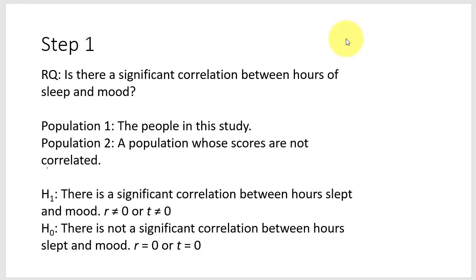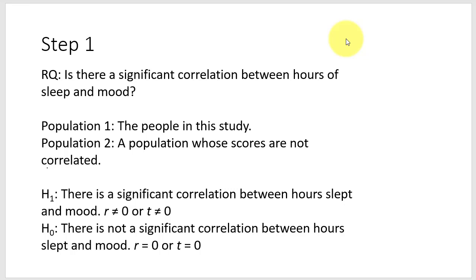And the populations are a little bit wonky because we're actually not comparing a sample to a population. We are looking at the correlation between two samples. So we aren't really looking at a population comparison. For the sake of using the usual ways of hypothesis testing, population 1, which are our samples, are the people in the study. Population 2, which is what we're comparing our results to, is a population whose scores are not correlated.